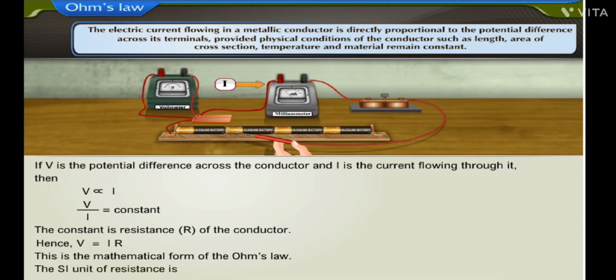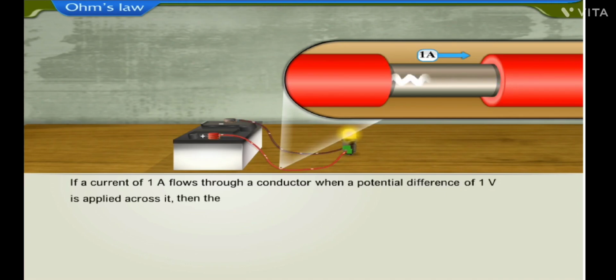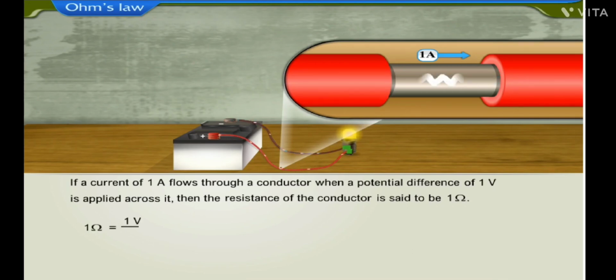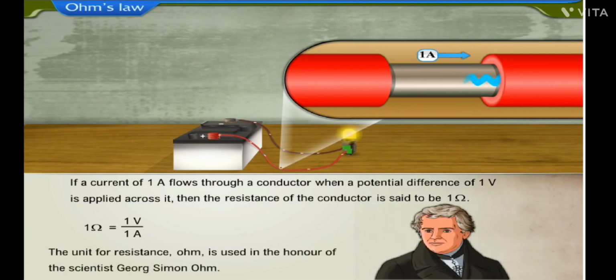The SI unit of resistance is ohm. It is denoted by the symbol Ω. If a current of 1 ampere flows through a conductor when a potential difference of 1 volt is applied across it, then the resistance of the conductor is 1 ohm. 1 ohm is equal to 1 volt divided by 1 ampere. The unit for resistance, ohm, is used in honor of the scientist Georg Simon Ohm.